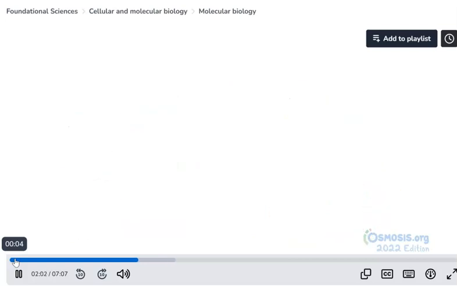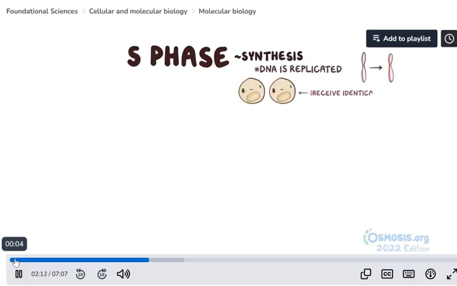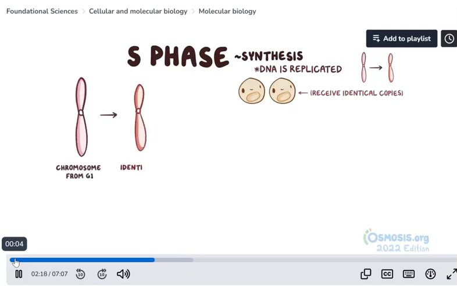Now, if the cell does get the go-ahead at the G1 checkpoint, it enters the S phase. S stands for synthesis, because during this phase, DNA is replicated, so that each daughter cell receives identical copies of the genetic material. So for each chromosome from G1, an identical copy is created. This happens with the help of a number of proteins, both structural proteins and enzymes, as well as energy.